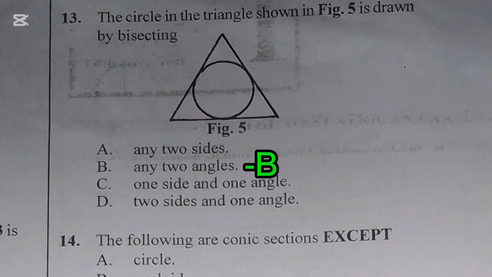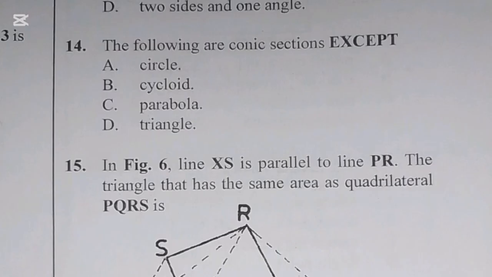So we are going to get the incenter. From the incenter, we stretch our compass to get the circle, which is going to be inscribed in the triangle. Then question 14 now.